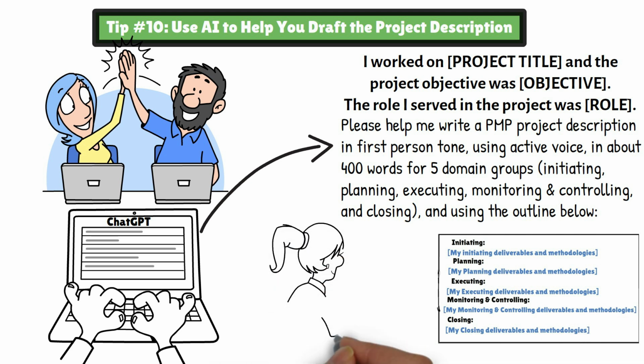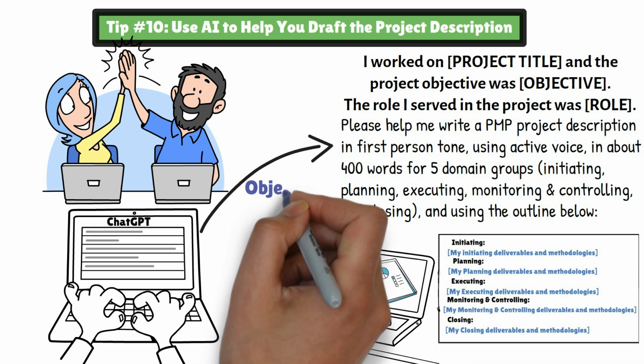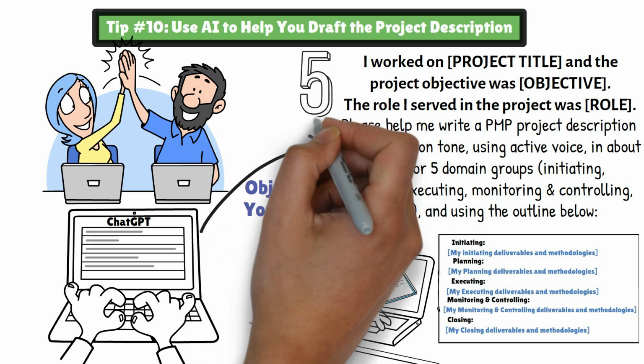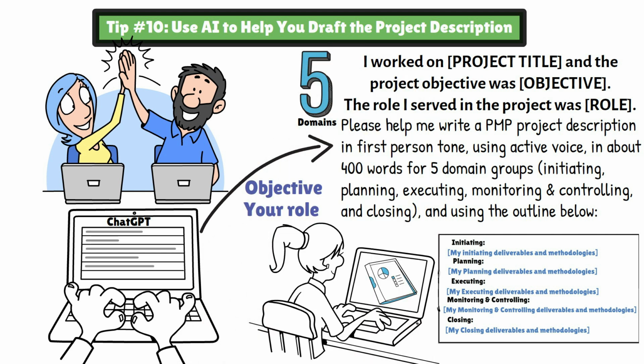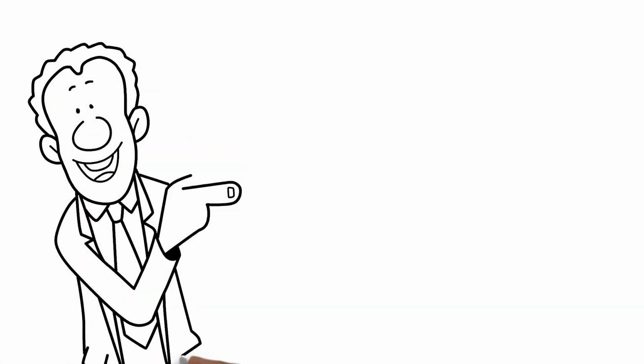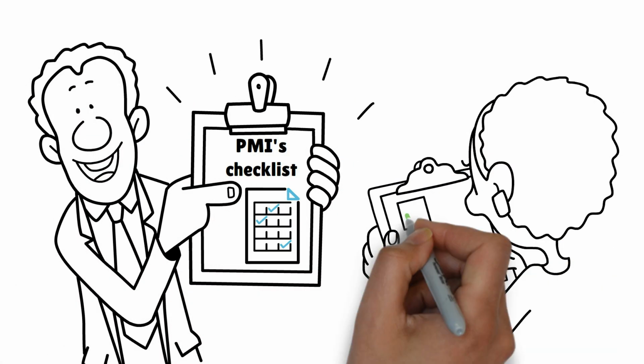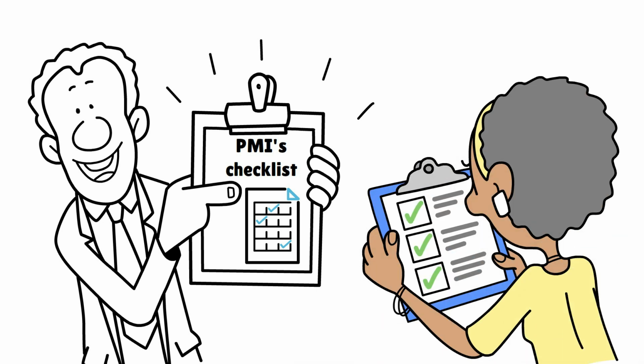Once you have the output, it is important to review it and make necessary corrections to ensure accuracy and truthfulness. Finally, you can assemble the objective, your role, the 5 domains, and the outcome together for the complete project description. As a bonus tip, once you complete all your project descriptions, it will be a good idea to review the PMI's checklist prior to submitting the PMP application.